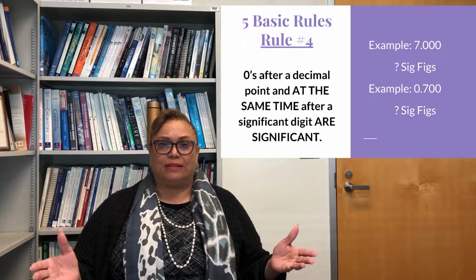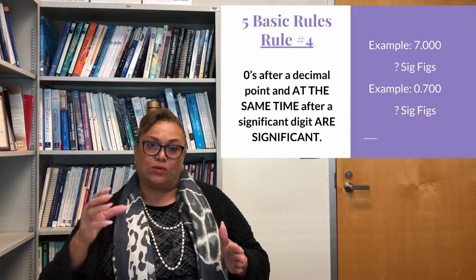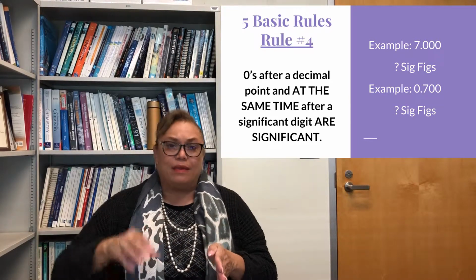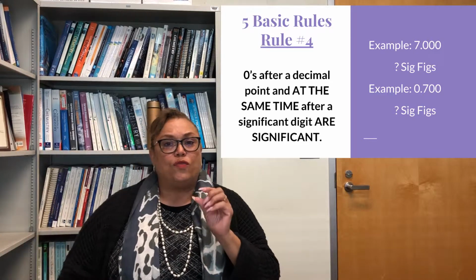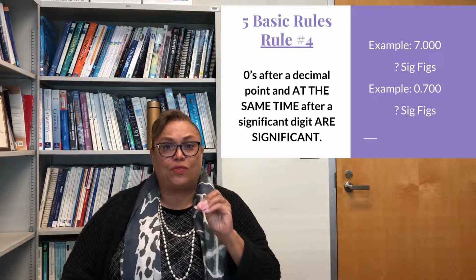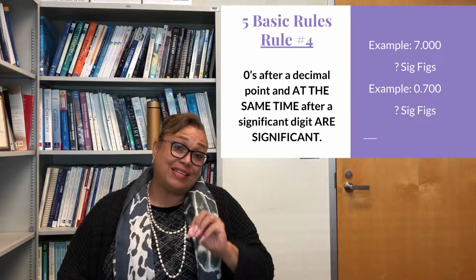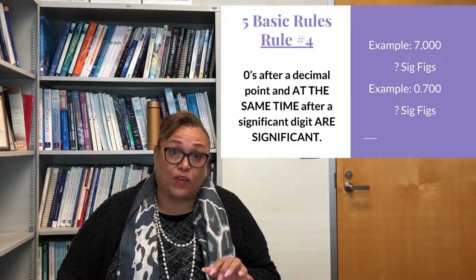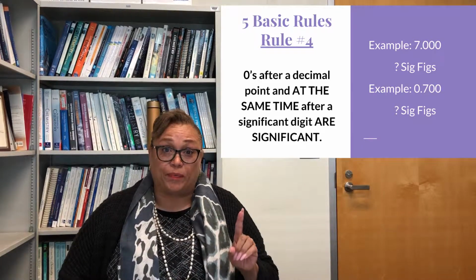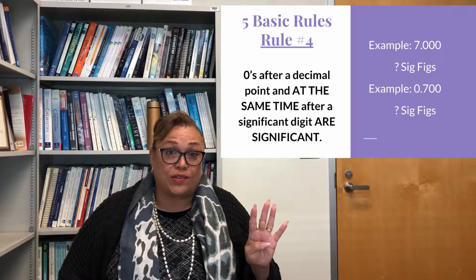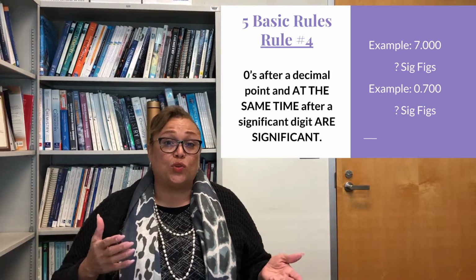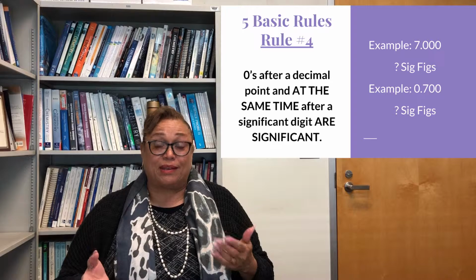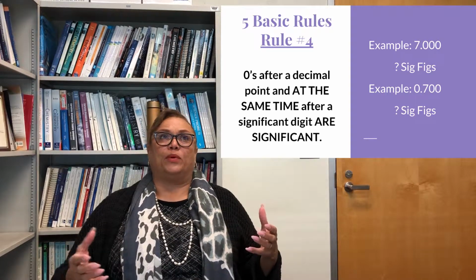What do I mean by that? 7.000. Okay, those ending zeros, that 7 point, then 000. So you've got 3 zeros after that decimal point, and at the same time it's behind the 7. So those zeros are significant. You cannot drop them. So that is 4 sig figs. Now, I don't care what comes first. It could be the decimal point or the sig fig or the sig fig or the decimal point. Either way.